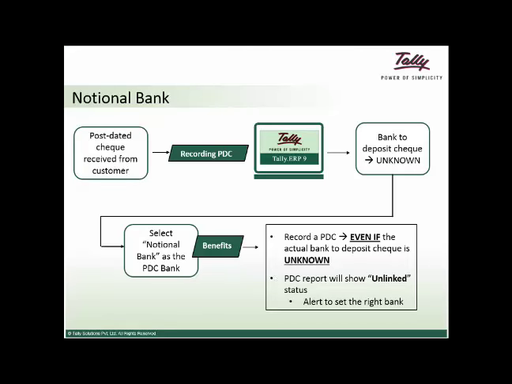Tally 5.0 supports a new concept called notional bank, which is used when you receive checks and do not know at the time of receipt the bank wherein these should be deposited. If a bank account is marked as notional in F11, then the PDC report will show them as unlinked, thus alerting you that you need to set the right bank account in the voucher. There is no other impact of setting a bank as notional. The voucher gets actually regularized and the balances of notional bank also appear in the balance sheet.